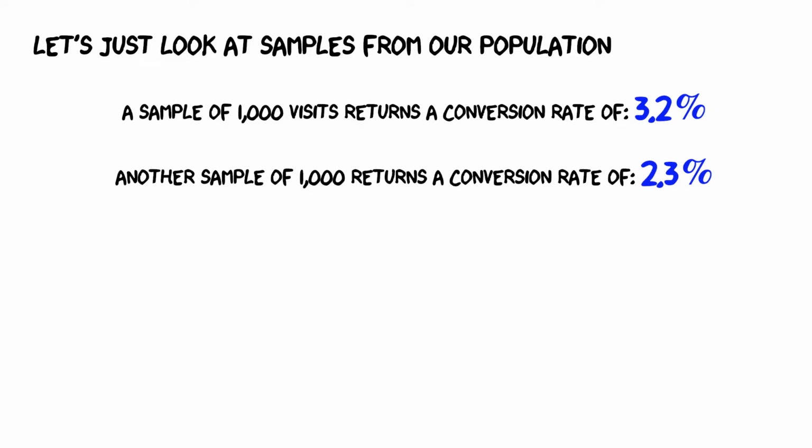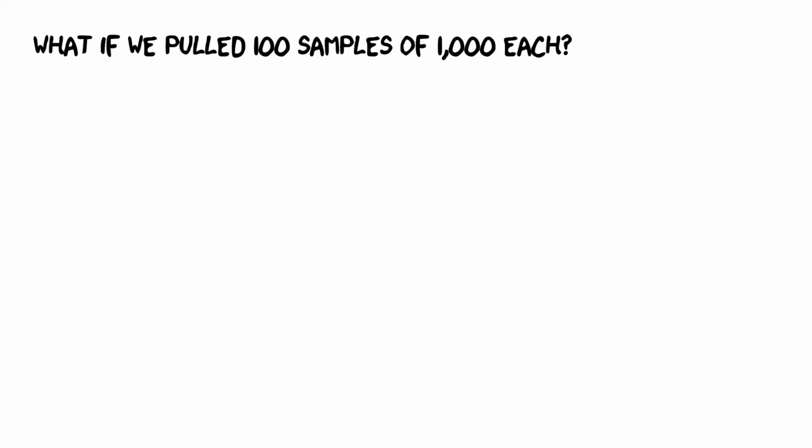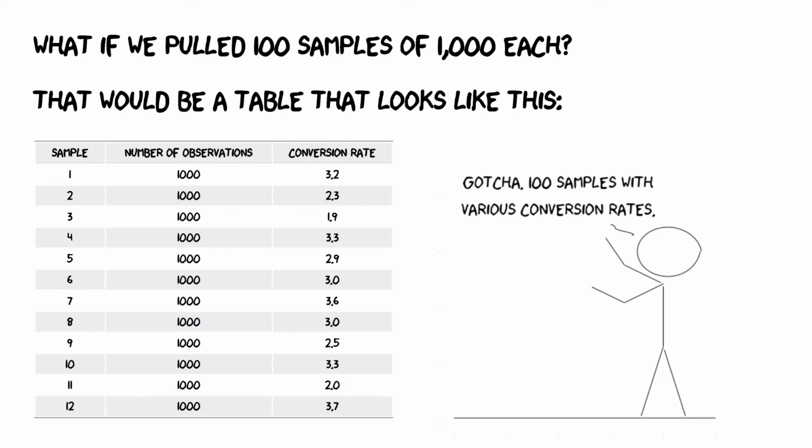I did it again. I put those 1,000 back, pulled another 1,000. I got 2.3%. It's a little farther off, but again, it's kind of in the ballpark of 3%. Do it again, 1.9%. That's a little alarming because that's a full percent off of what I know the truth is. But I can do this again and again and again. And every time that I put my 1,000 observations back and pull another 1,000 at random, I'm going to get a different conversion rate. So let's say maybe we do that 100 times. And that gives us a table that has 100 rows. Each one is summarizing 1,000 observations where we've calculated a conversion rate.